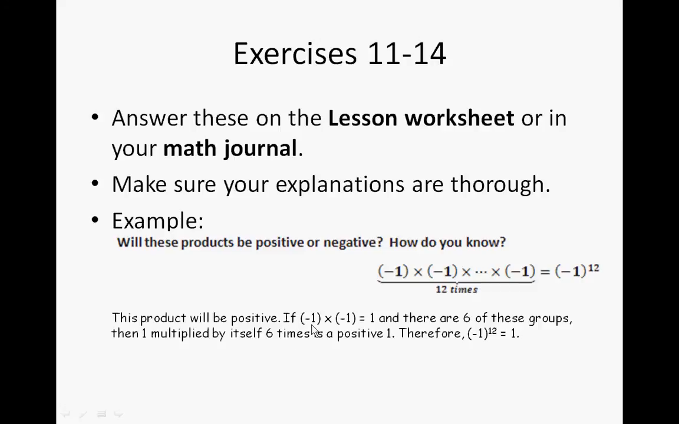So if -1 times -1 is equal to +1, which means if I have 12 of these, there are 6 groups of 2. If this times this is a +1 and I have 6 of these groups, then 1 multiplied by itself 6 times is a +1. Therefore, and here's our conclusion, (-1) to the 12th power, which was the answer here, is equal to +1.